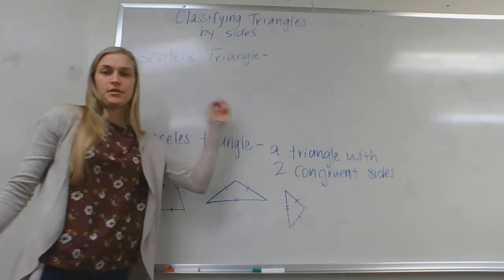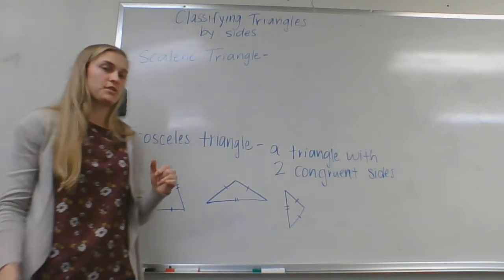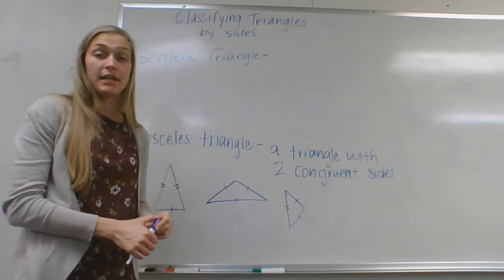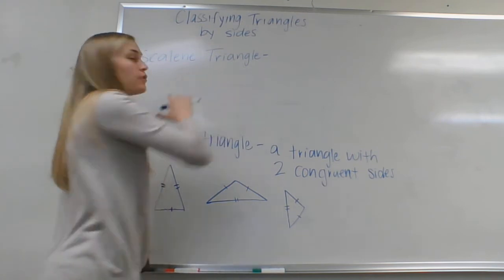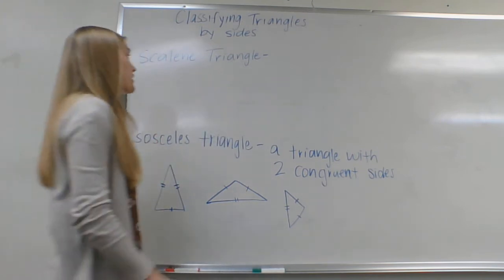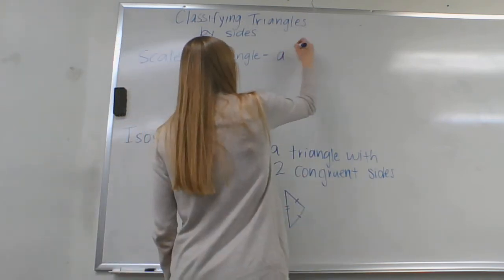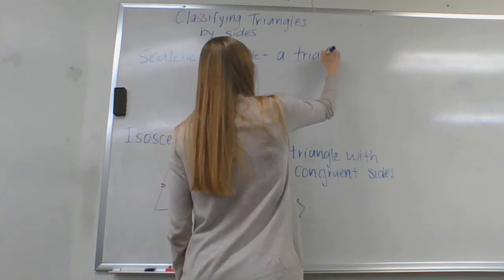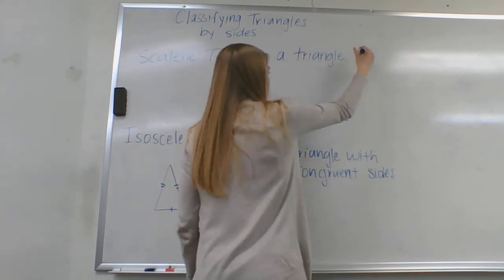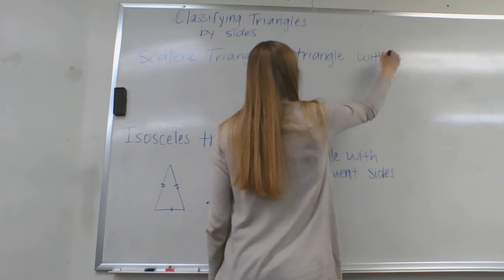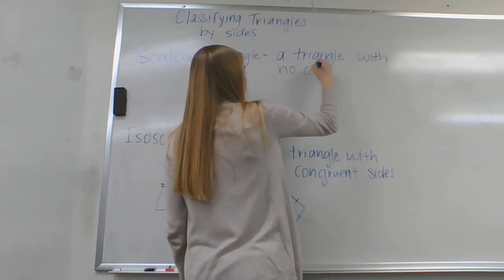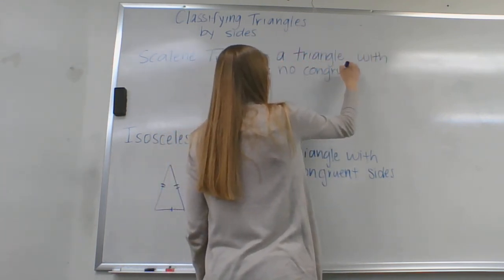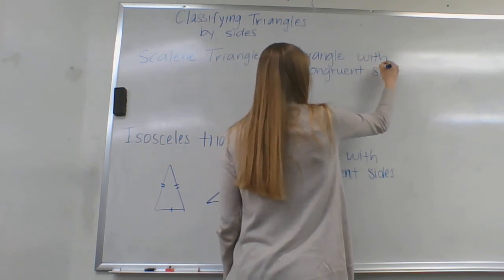So if it doesn't have three congruent sides, and it doesn't have two congruent sides, it must not have any congruent sides, and therefore, that's what this definition is. A scalene triangle is a triangle with no congruent sides.